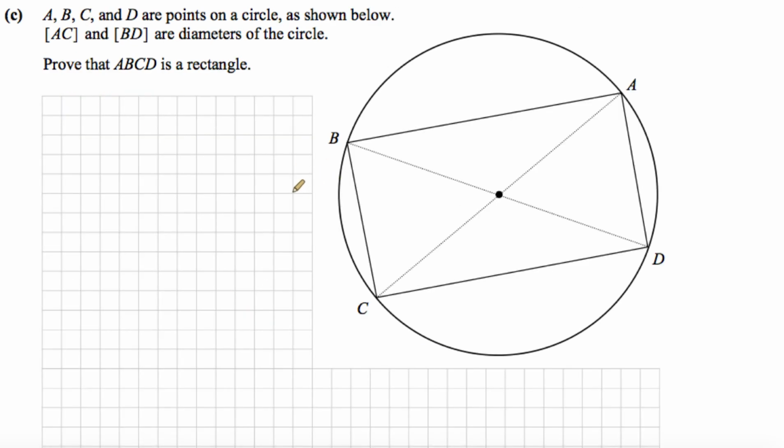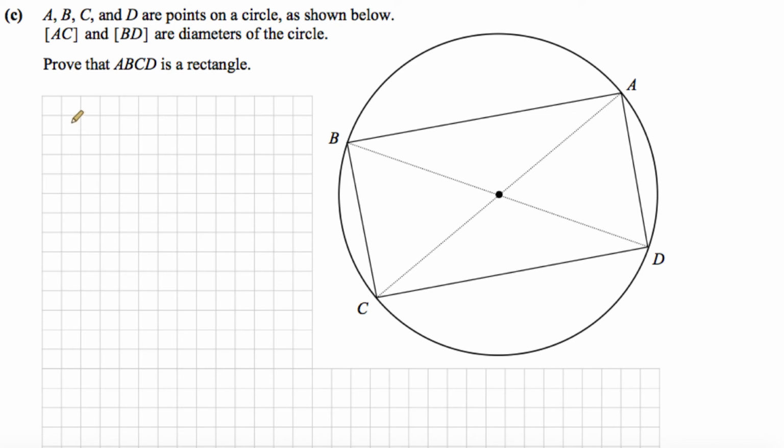Finally, part C. A, B, C, and D are points on a circle, as shown below. The line segment AC and the line segment BD are diameters of the circle. So this is a diameter and this is a diameter. Prove that ABCD is a rectangle. Okay, so if we want to prove it's a rectangle, one way you can do that is by proving that the four angles are 90 degrees.